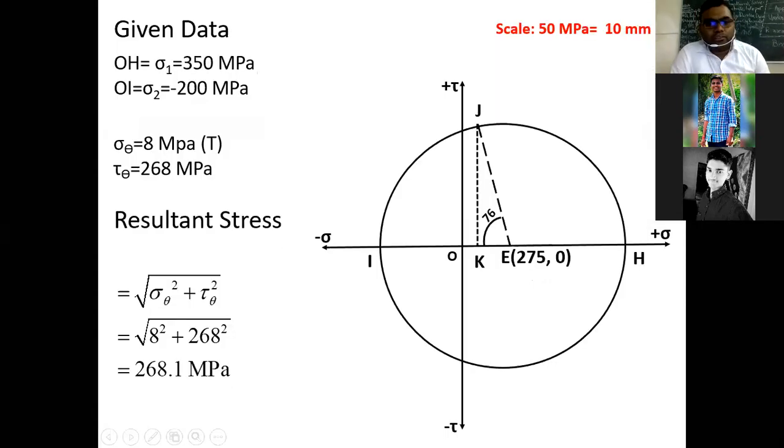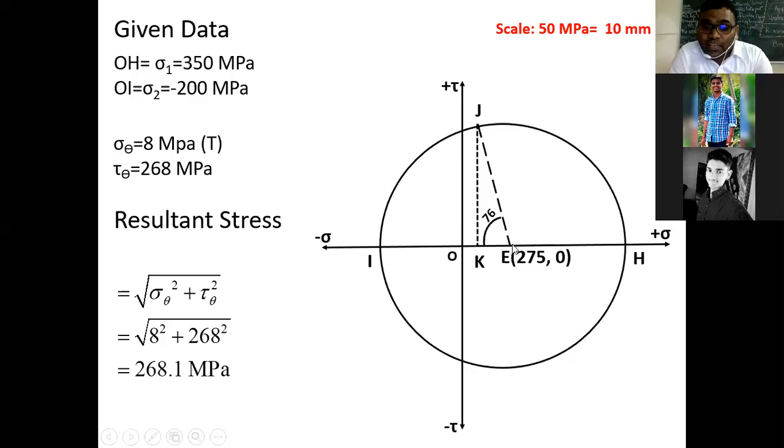Okay, so the next step: in the question the angle is given as 38 degrees, and you just double it. Now you have to find sigma theta and tau theta. Why do I measure in this direction? Because the question gives the angle from where the minus 200 is acting. So minus 200 will act on this side, and we have to take this angle toward this direction.